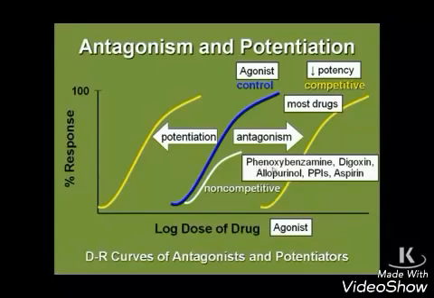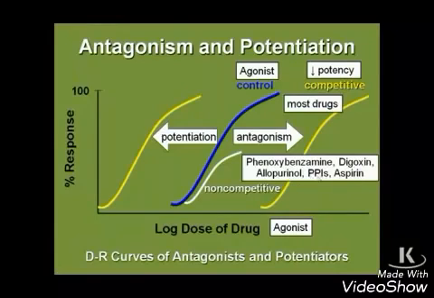You might remember the drug phenoxybenzamine. Phenoxybenzamine is a non-competitive alpha blocker. It blocks both alpha-1 and alpha-2 receptors. Digoxin, of course, one of our cardiac drugs, for CHF and as an antiarrhythmic. Digoxin is an irreversible non-competitive inhibitor of the sodium-potassium ATPase in the heart. Allopurinol, one of our gout drugs, non-competitively inhibits xanthine oxidase.